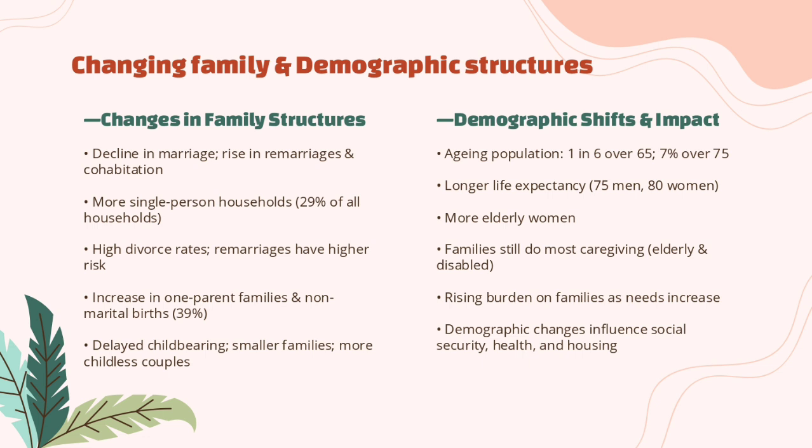Demographic shift and impact. An aging population, with 1 in 6 over 65 and about 70% of those over 75. Longer life expectancy, about 75 years for men and 80 years for women. More elderly women, and families still do most caregiving for the elderly and disabled. A rising burden on families as need increases. Demographic change influences social security, health, and housing.